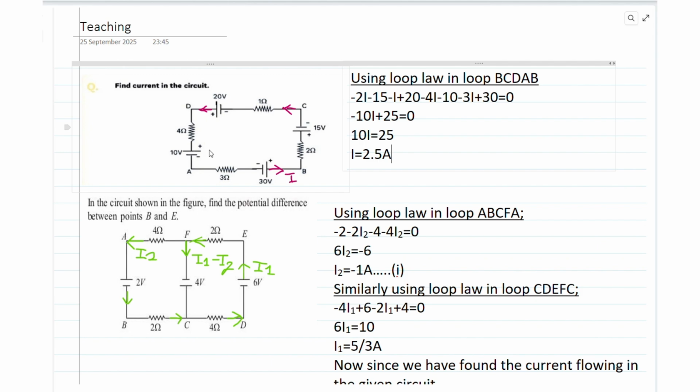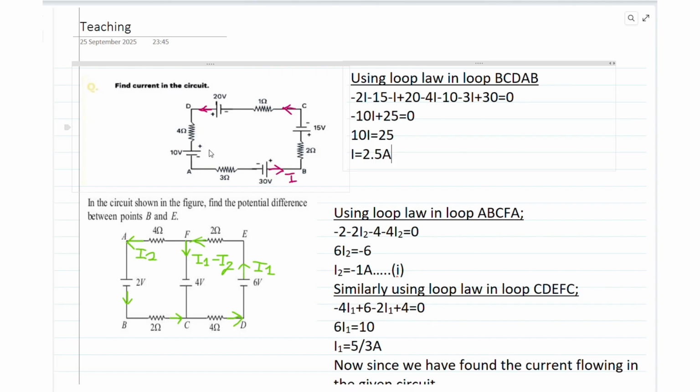And again, minus I. And now we'll gain, that's a gain of potential of plus 20 volts because we are moving from the negative terminal to the positive terminal of the battery. And then again, there's a loss of minus 4I potential. Then again, minus 10. And then again 3, and then that's again 30 volts, and it equals 0. So after solving the above equation, all we'll get is 10I equals 25, which gives us I equals 2.5 ampere. This means the current in this circuit is 2.5 ampere.